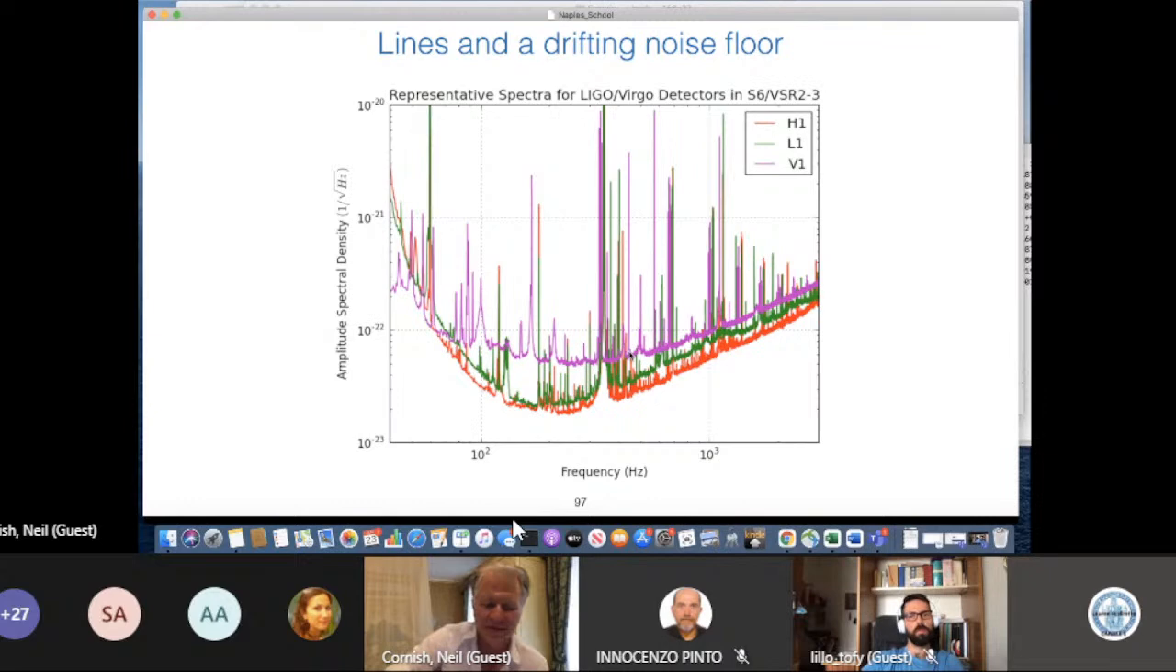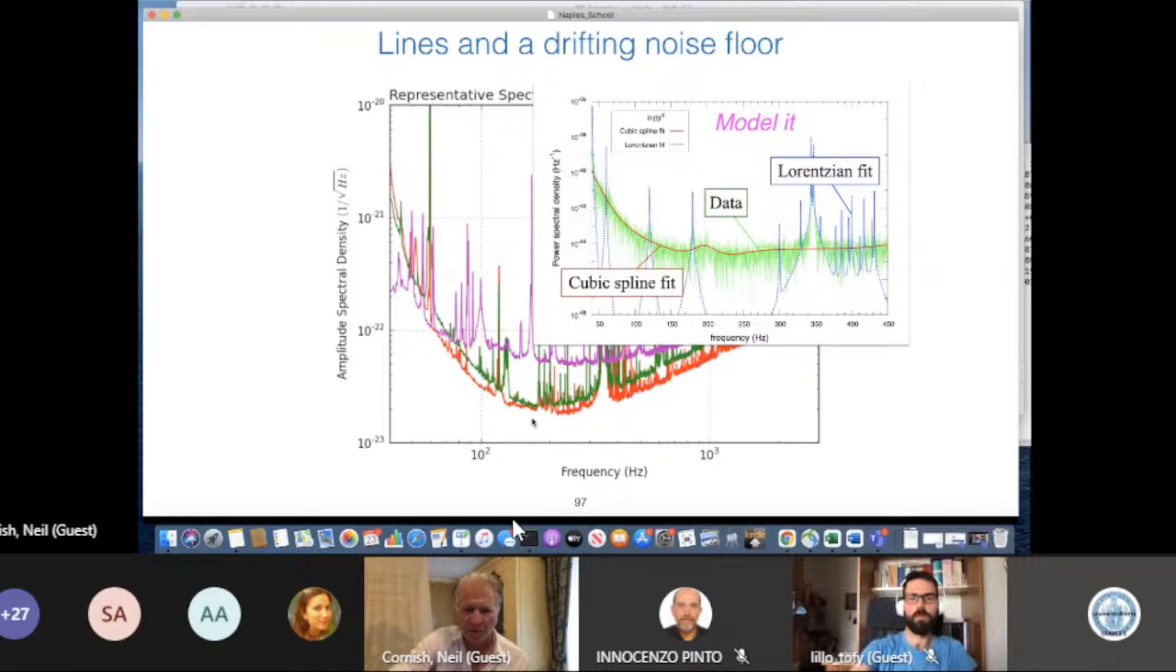We have all of these different lines, so we model all of these. For the overall smooth component, we use a cubic spline where the control points, their values, and how many control points there are is variable. And then these lines we model by Lorentzians. How many Lorentzians there are is up to the data to decide. We just throw them in there randomly and see how many it wants to fit all these different lines.